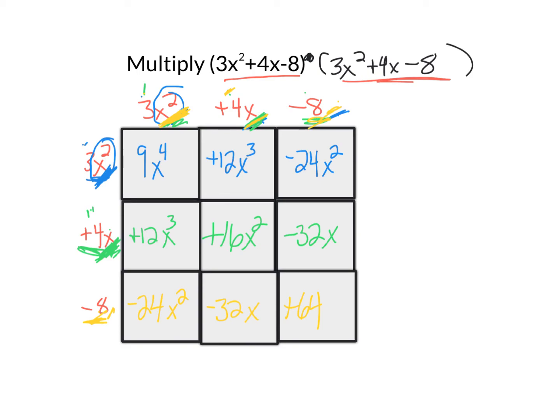So here we go. Let's start with x to the 4th. I don't have any other x to the 4th out here, so that's 9x to the 4th. Okay, cubics. I have 12x cubed and 12x cubed. So 12 plus 12 is 24x cubed.